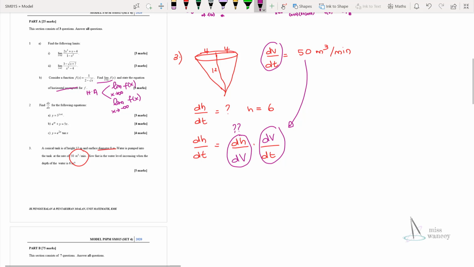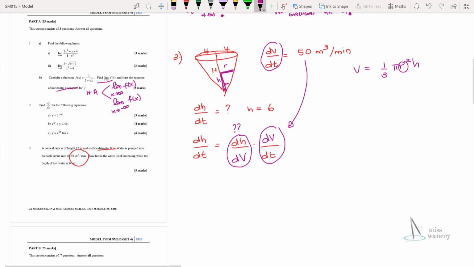Okay, so now let us take out the formula for the volume of a cone. So the volume of a cone, this is 1 over 3 pi r² h. If I want to get dV over dh, I'm supposed to differentiate everything with respect to h. So I need to change the r in terms of h before I can differentiate everything with respect to h. Okay, so basically from the cone over here, so if let's say this is the water level, then this is the radius and this is the height.